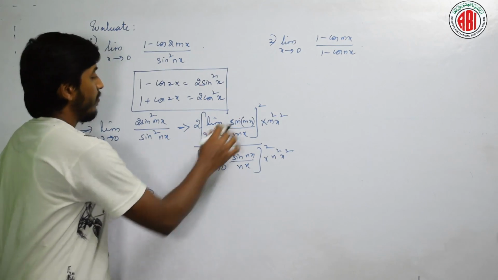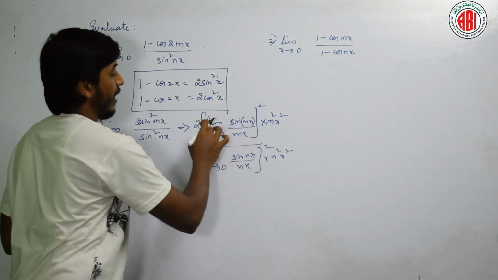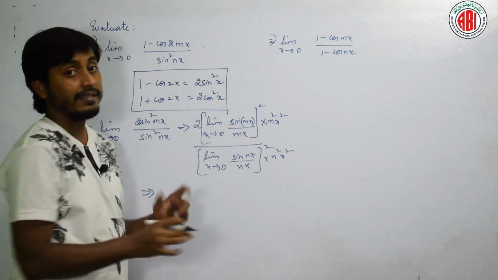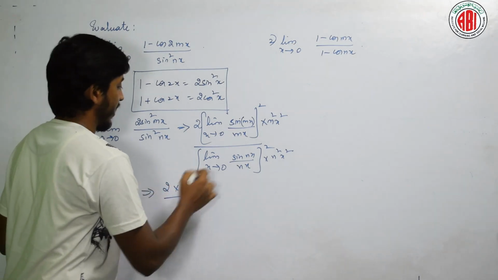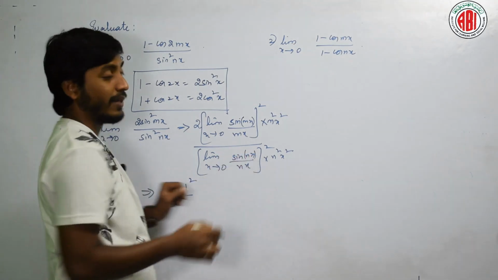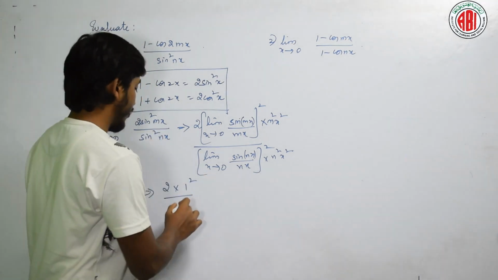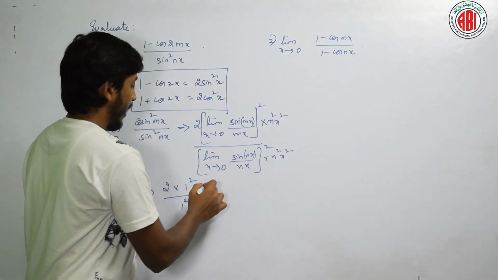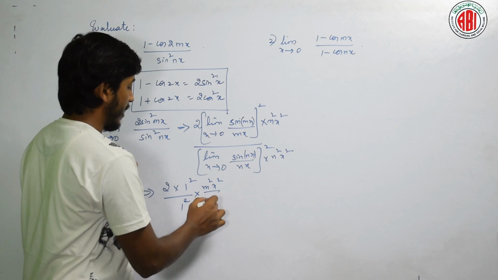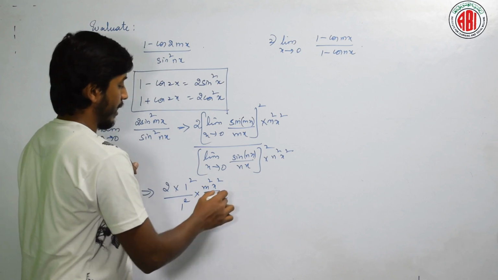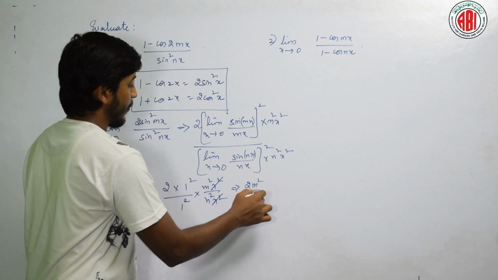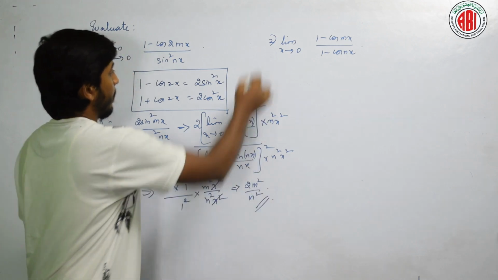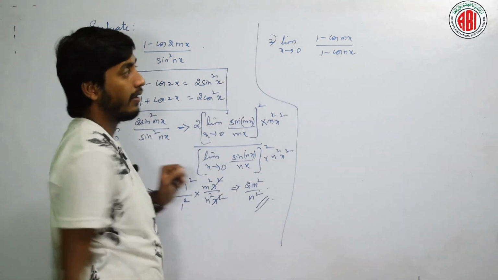Now tell me, what is the formula of this numerator limit? Sin mx by mx is 1. Already there is 2 into 1 square divided by, here also sin nx by nx is 1, that is 1 square, into m square x square by n square x square. x square cancels, and the answer is 2 m square by n square. Isn't it clear?